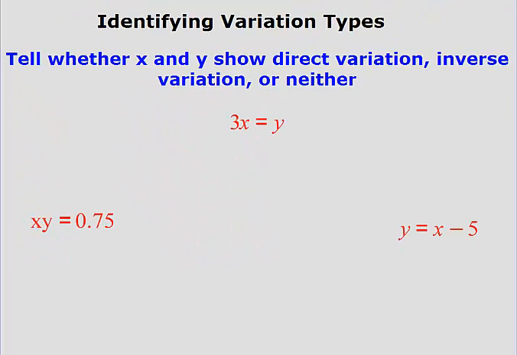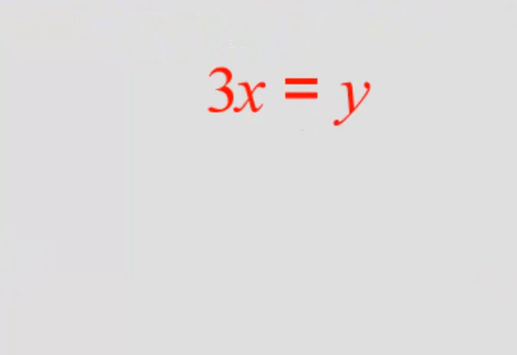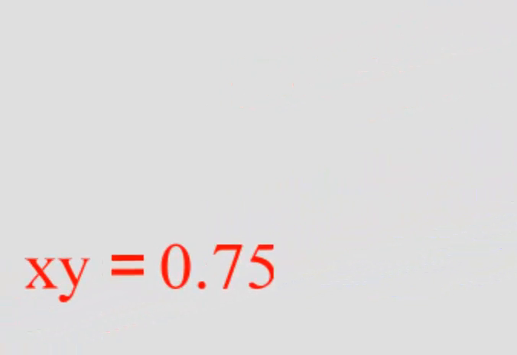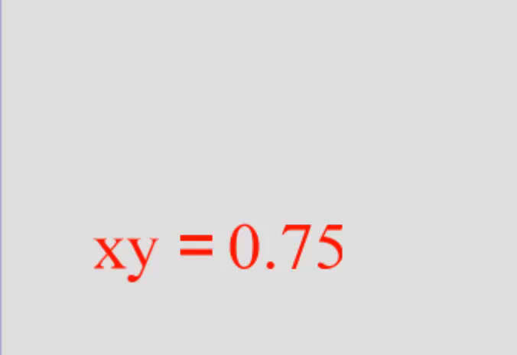Identifying variation types. So tell whether x and y show direct variation, inverse variation, or neither. So let's look here. So what is this? Is this direct variation, inverse variation, or neither type of variation? No, it's direct. Right. Now, does that look like what we normally write? Yeah, but we normally would put y on the left, right? So how you do this is you just want to isolate y, and then look at it. Does it look like y equals kx, or does it look like y equals k over x? If it's neither of those, then you just put neither, right? So what about here? Is this inverse, direct, or neither?